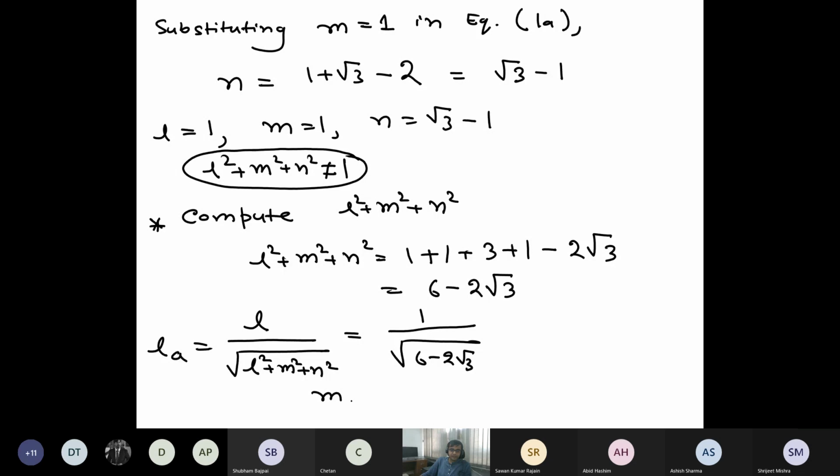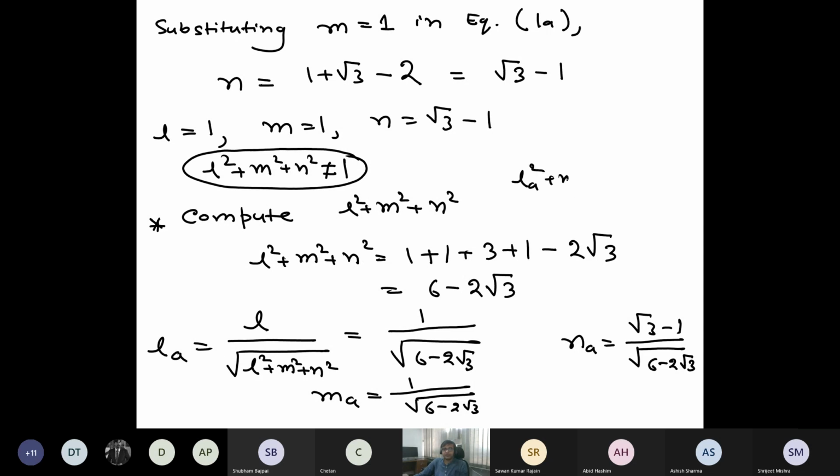MA is also equal to 1 by square root of 6 minus 2 root 3, and NA is equal to root 3 minus 1 by square root of 6 minus 2 root 3. And if you do LA square plus MA square plus NA square, this will obviously be equal to 1, because that's what we are enforcing here. And these are your solutions.